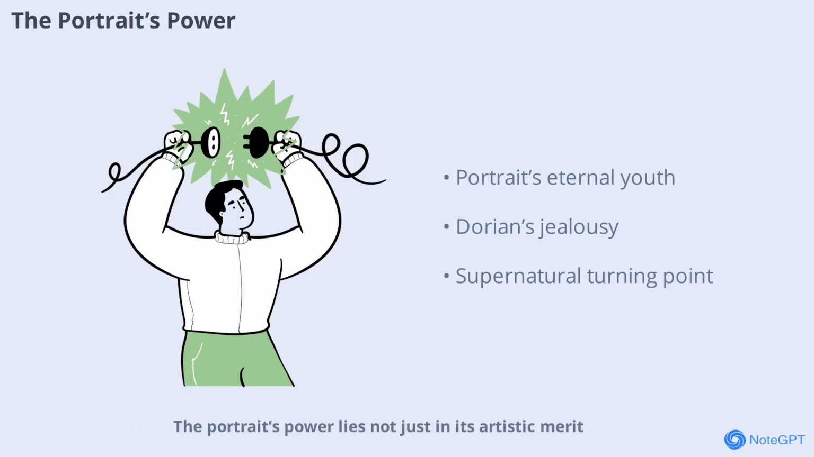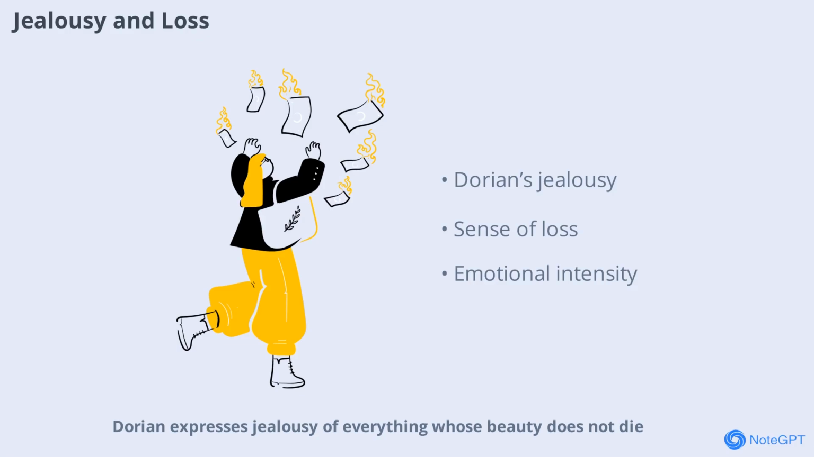The portrait's power lies not just in its artistic merit, but in its ability to reflect and magnify Dorian's deepest desires and fears. Dorian expresses jealousy of everything whose beauty does not die, including the portrait. He laments that every moment that passes takes something from him and gives it to the painting.